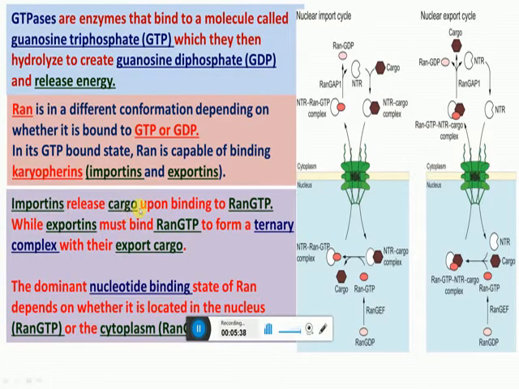The importin releases cargo upon binding to RAN GTP, while exportin must bind RAN GTP to form a ternary complex with its export cargo. So it is the procedure. The dominant nucleotide-binding state of RAN depends on whether it is located in the nucleus, that is RAN GTP, or the cytoplasm, RAN GDP. In the cytoplasm it is RAN GDP and in the nucleoplasm it is RAN GTP. That is the difference.